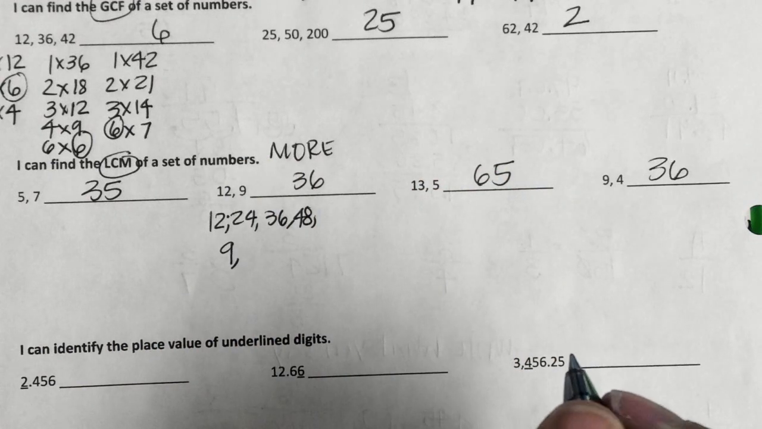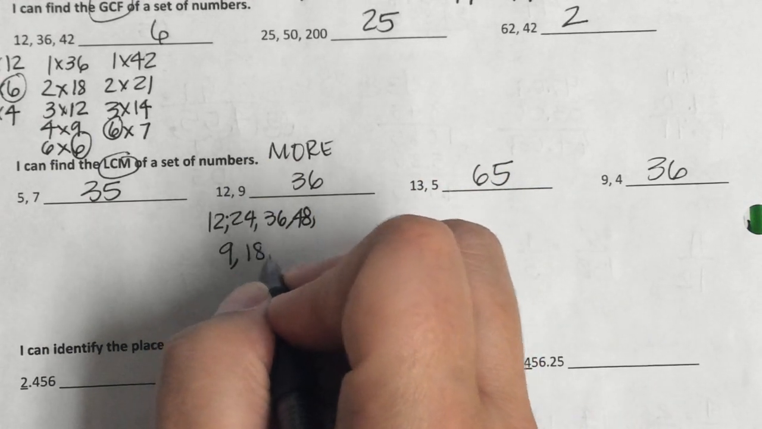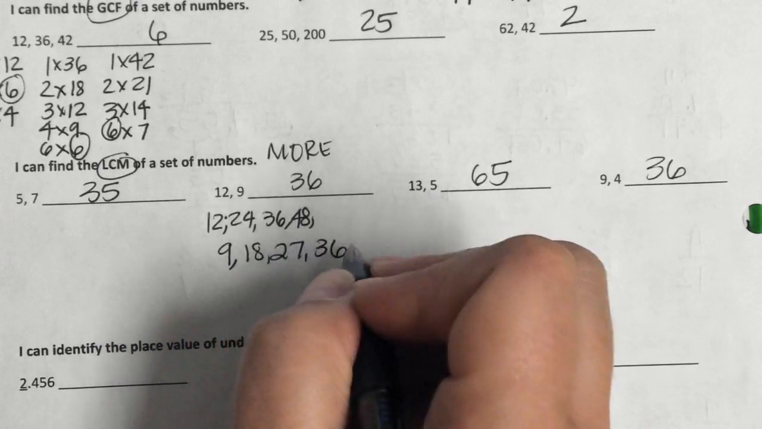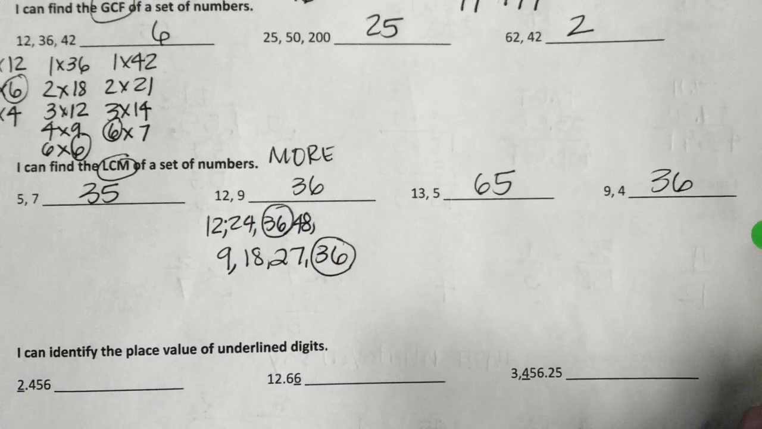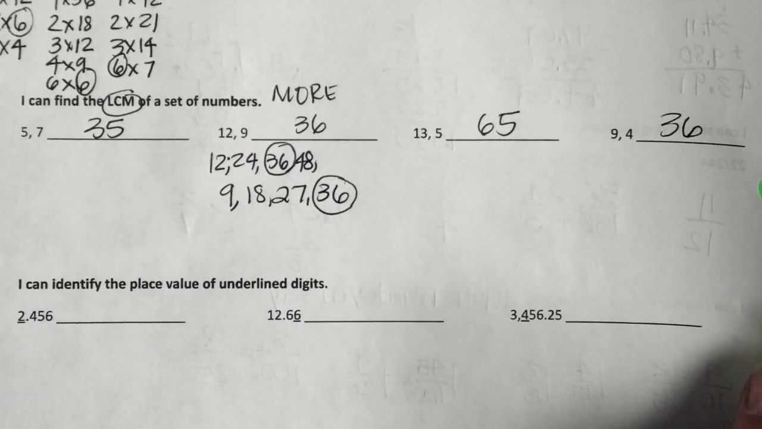Okay. 18, 27, 36. Look, the smallest number they both share. So it's not going to be what you get when you multiply them together.